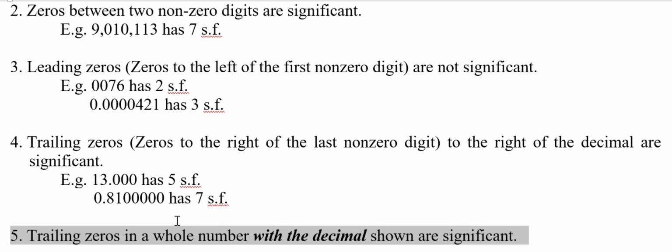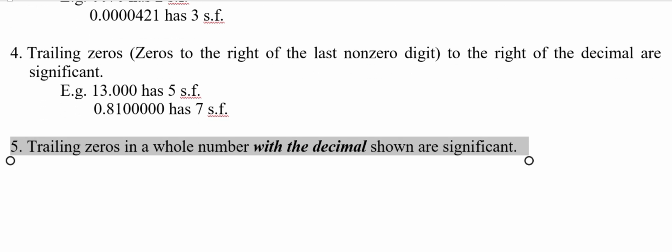Another rule is that trailing zeros, which we have just mentioned are those zeros written to the extreme right of a non-zero digit, in a whole number with a decimal shown are significant. So if we have a whole number which has a decimal shown, and it happens that we have zeros after the last non-zero digit, then it means those zeros will be considered significant.